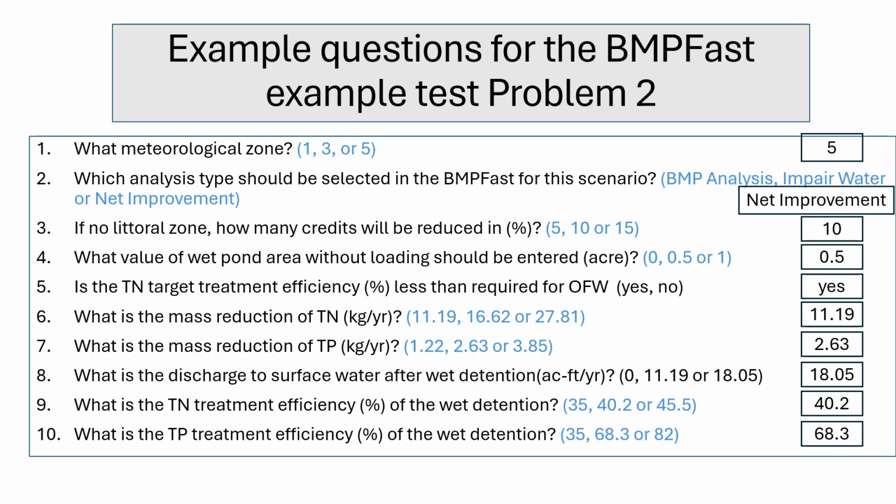From there, the questions shift to quantitative outputs. The mass reduction of TN is 11.19 kilograms per year, and the mass reduction of TP is 2.63 kilograms per year. The discharge to surface water after wet detention is 18.05 acre-feet per year. Finally, the TN treatment efficiency of the wet detention is 40.2%, and the TP treatment efficiency is 68.3%. Just as with Problem 1, these questions mirror the structure and format of the actual competency test, so working through them carefully is excellent preparation.